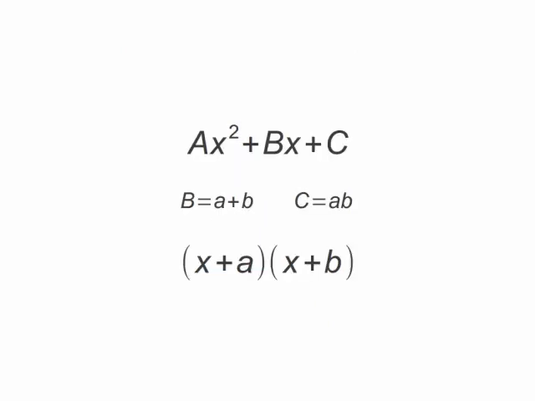To factor a quadratic, find a pair of numbers that multiply to the product of a and c and add up to b. Then create the binomial factors.